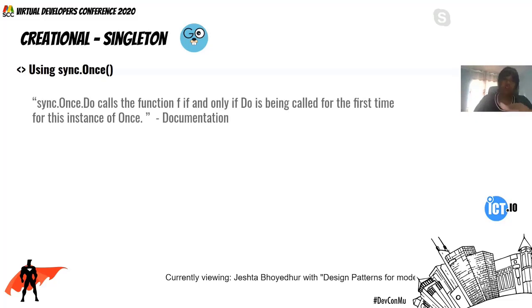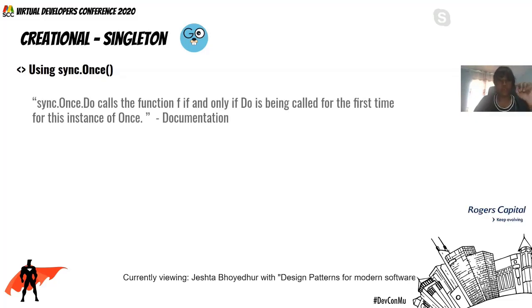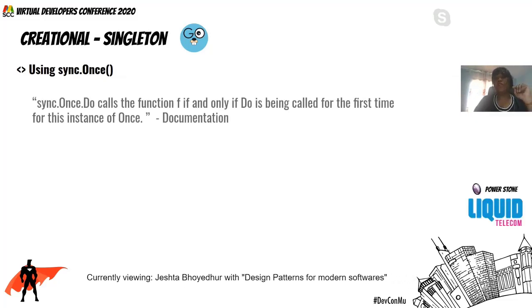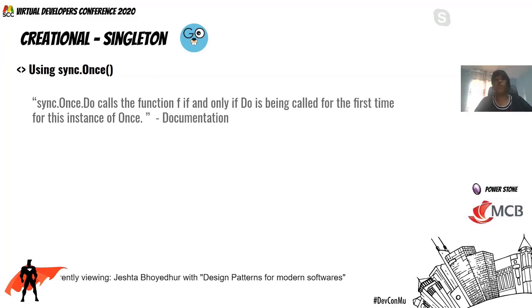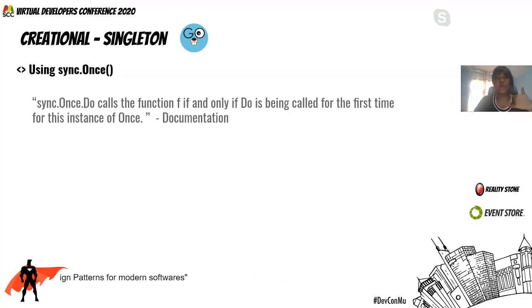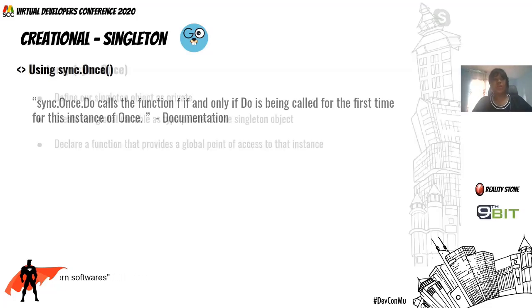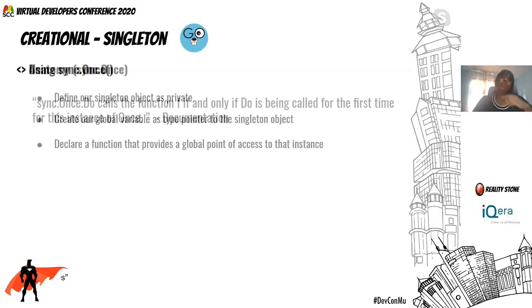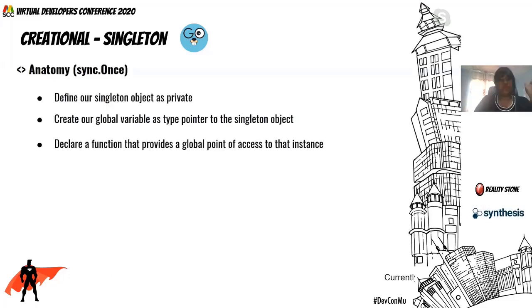Sync.Once's Do calls the function f if and only if Do is being called for the first time for this instance of Once. In other words, Do is intended for initialization that must be run exactly once, and that's exactly what we need for our singleton pattern. So we'll just use the init method and the sync.Once.